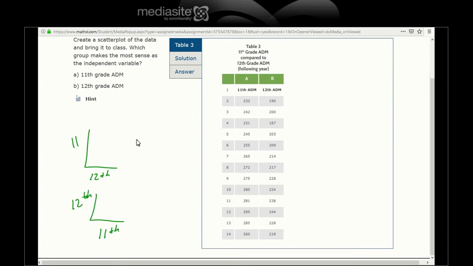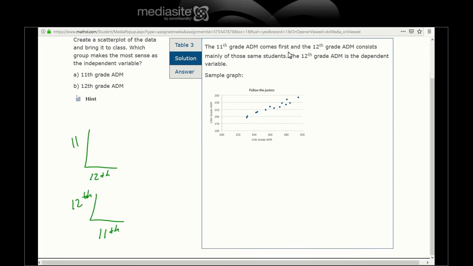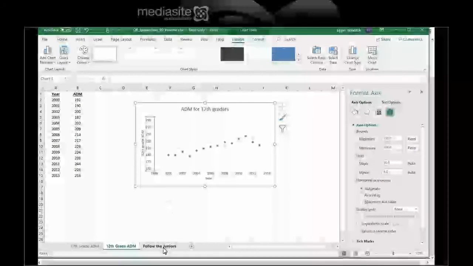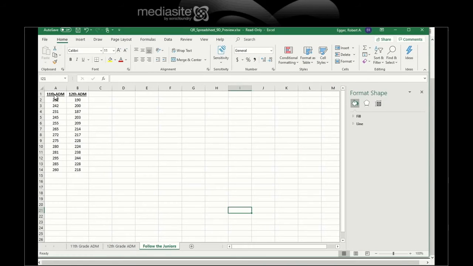50, 90, you know. 50% chance means wrong 9 times out of 10. I'm going to go with, it makes more sense that the 11th grade explains the 12th grade people. All right. So let's make a scatter plot of this data.